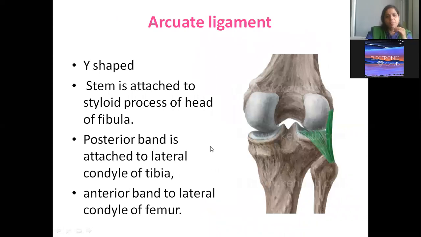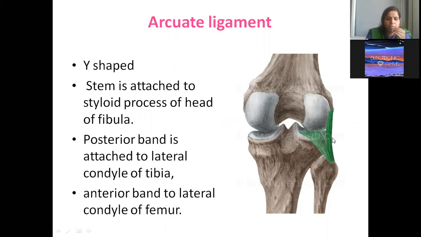Then, apart from this, again we have some supportive ligaments. This is also seen from behind. We call it the arcuate ligament, Y shape. The stem is attached to the styloid process, or the apex of the head of the fibula. We have used the word apex, not styloid process. The posterior band is attached to the lateral condyle of the tibia, and the anterior band is attached to the lateral condyle of the femur. We know this is the lateral condyle of the femur because fibula is the lateral bone. This is the lateral condyle of the tibia.